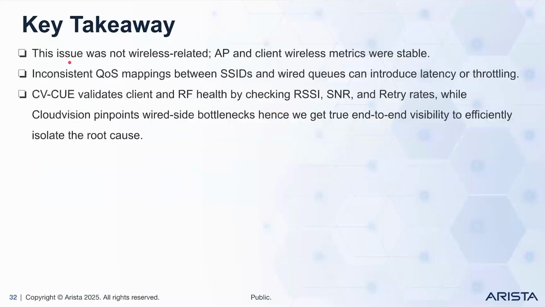First, this was not a wireless issue. We started by looking at the APs and the clients and the wireless metrics, and all of those were stable. Second, we found that inconsistent QoS mappings between the SSIDs and the wired infrastructure could introduce latency or even throttle the traffic that could further cause issues that we saw in the application side.